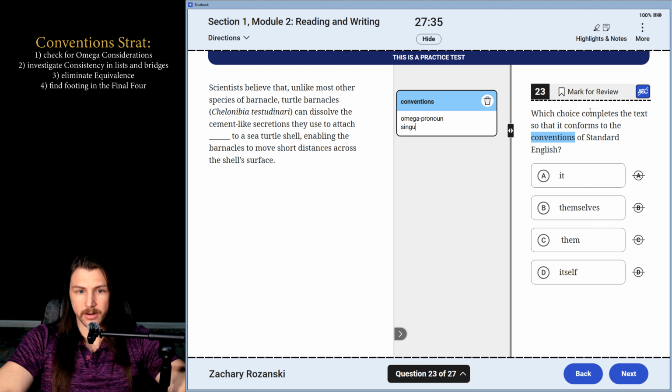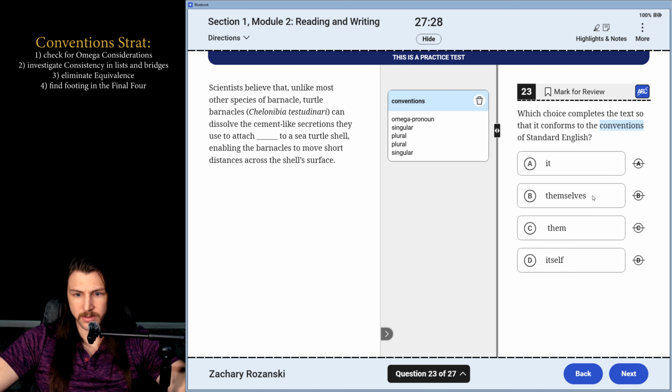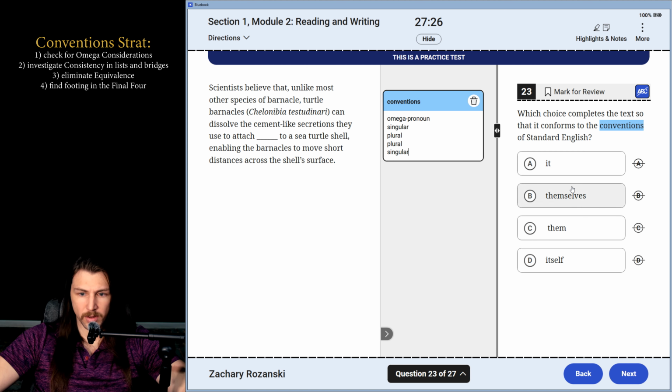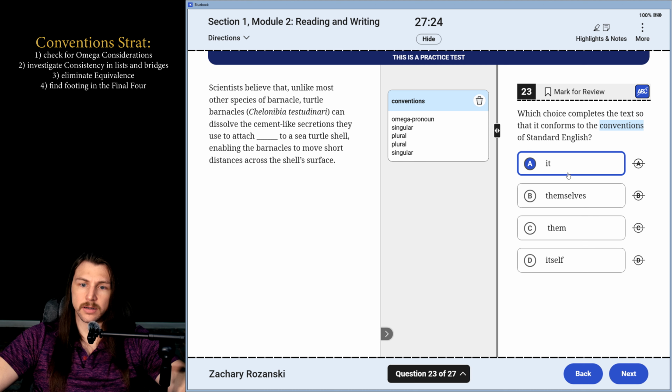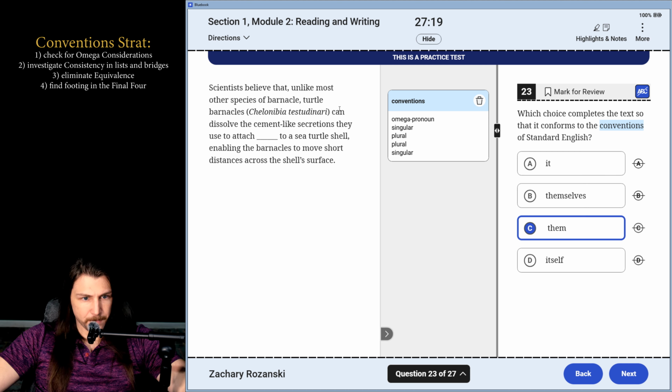23. Omega consideration. I've got a singular pronoun, a plural pronoun, a plural pronoun, and a singular pronoun. There really isn't much of an odd man out in this one because we've got a 50-50 split between whether or not they're going to be reflexive, which is what these are, or just subject or object pronouns, rather. I'm going to read this and think about it. I'm going to look for an antecedent.